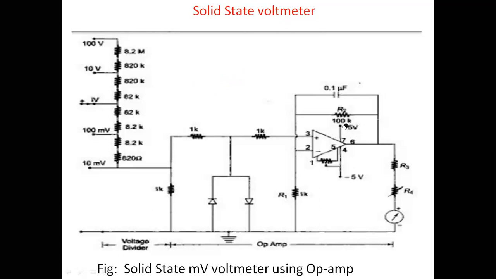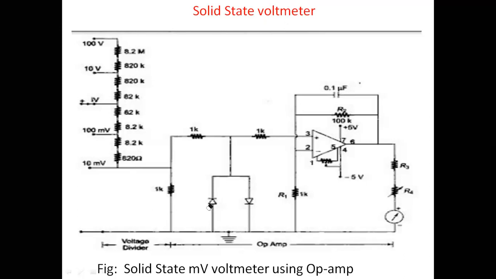Here 0.1 microfarad is connected in parallel with the 100 kilo ohms, to cancel the stray pickups and to provide the stability of the op amp under the stray pickups. If any capacitive type stray pickups are there, they will be nullified. With that, we get the stability of the op amp.